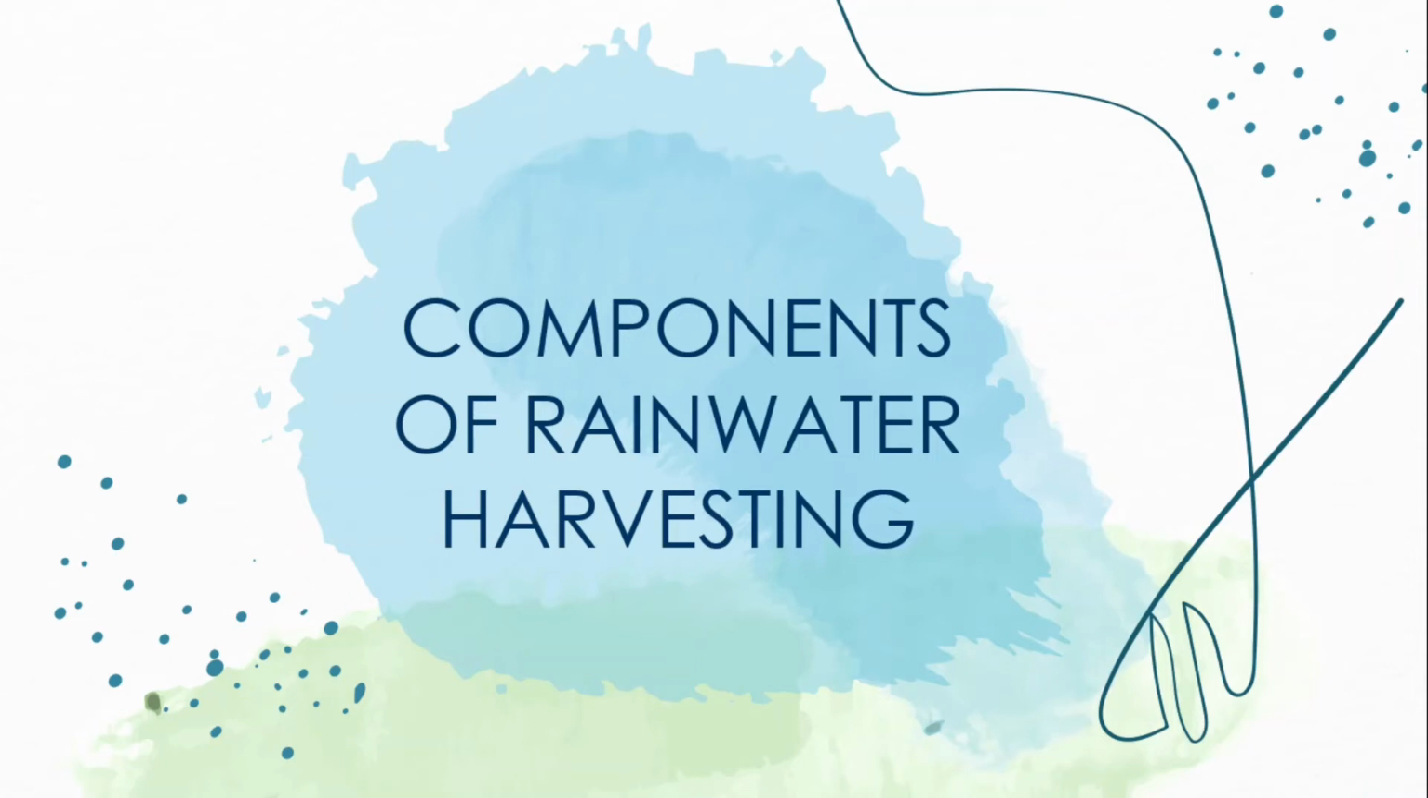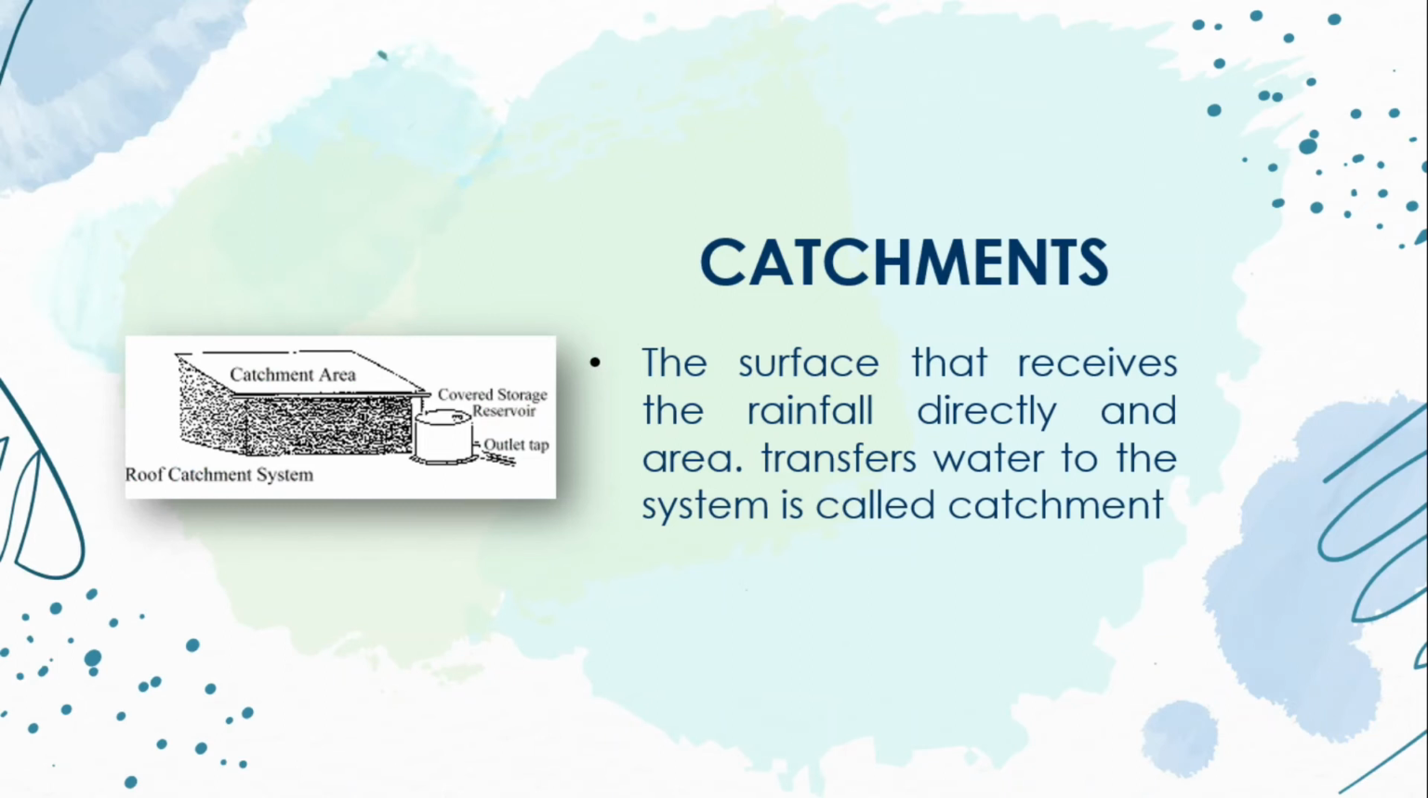Components of rainwater harvesting. Ito yung mga materials, technology para makagawa or makabuo ng isang rainwater harvesting system. Ang una ay ang catchments. The surface that receives the rainfall directly and transfers water to the system is called the catchment area. Yung catchment area na to maaaring yung terrace sa bahay natin, patio, mga lawns, mga open field, and yung mga materials na ginagamit dito sa catchment area ay kadalasan ay yung mga reinforced cement, concrete, or galvanized iron.